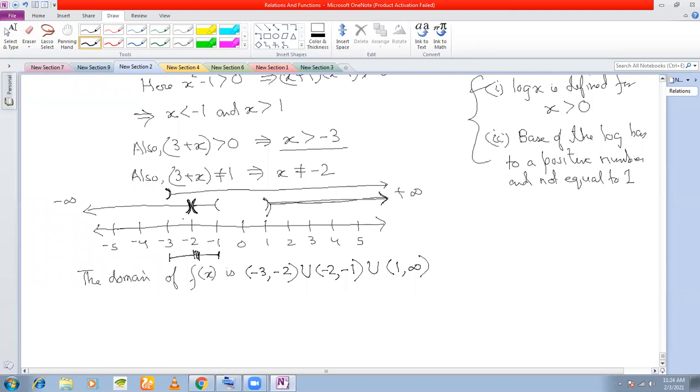It is not touching -2. See, from -3 till -infinity, this is not a common region, right? What is the common region? If you see, this is the common region. Again, the common region starts from here. And then the common region again starts from here till +infinity. Okay, so this is your domain.